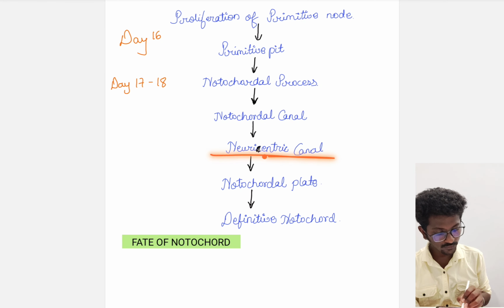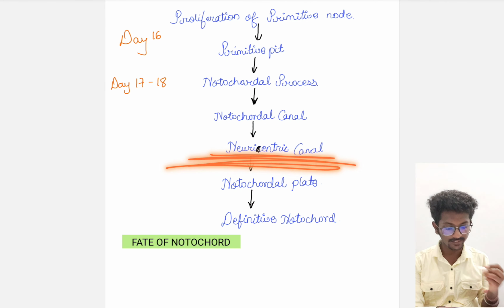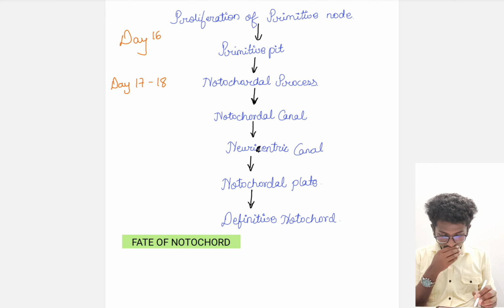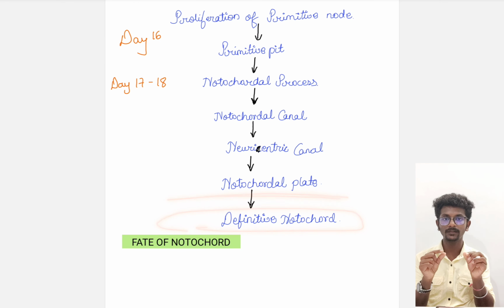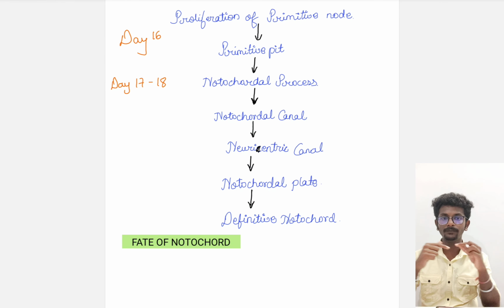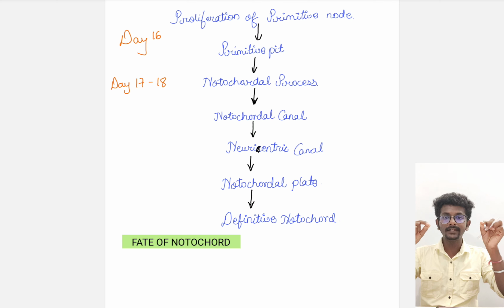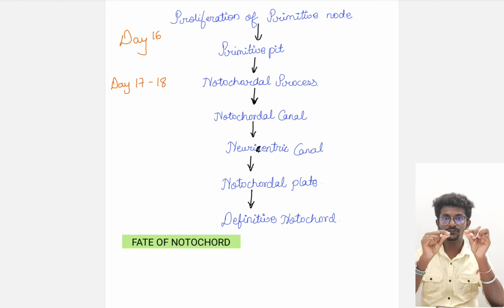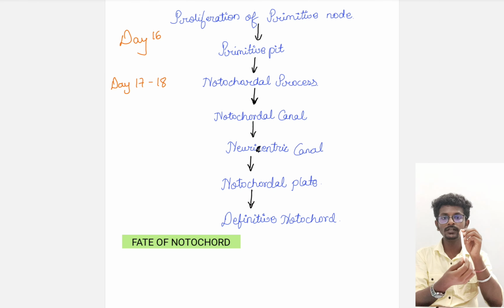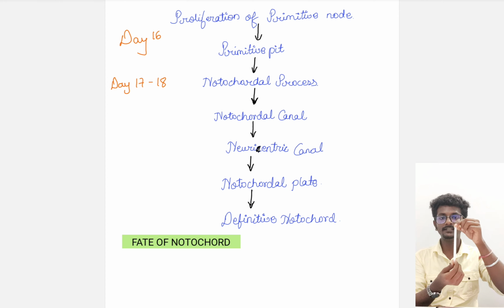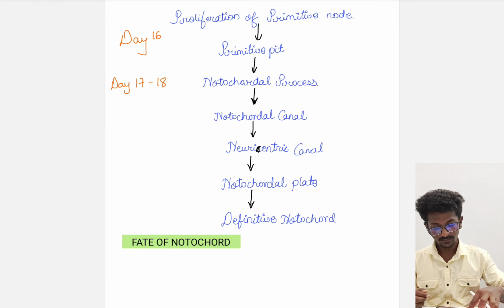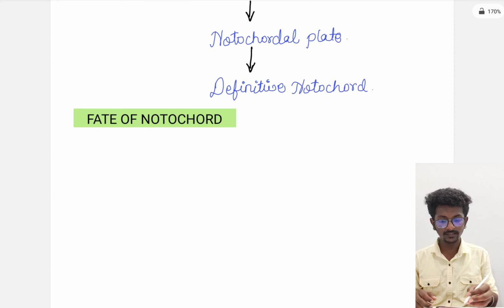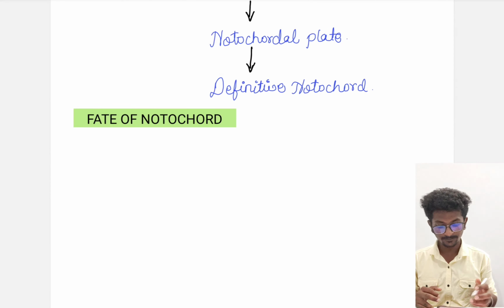Then it will further grow forward to form the neuroenteric canal. Then it will form the notochordal plate, and finally the ends of the notochordal plate will get detached from the endoderm, and they will fuse together to form a solid, cylindrical mass-like structure, which is called the definitive notochord. Now the last thing which we have to learn is the fate of the notochord.